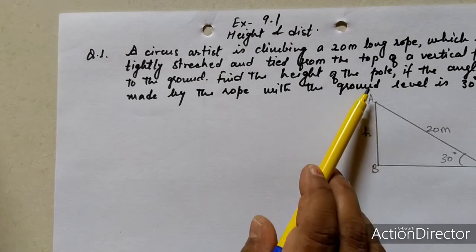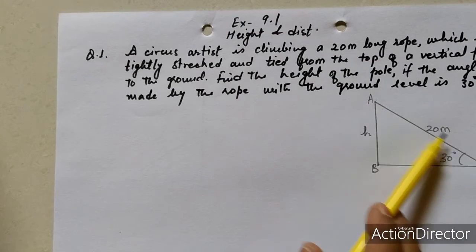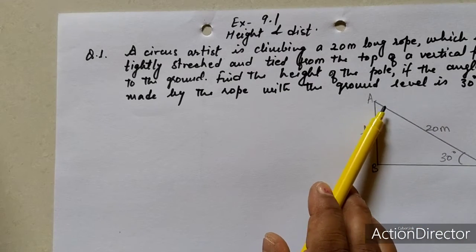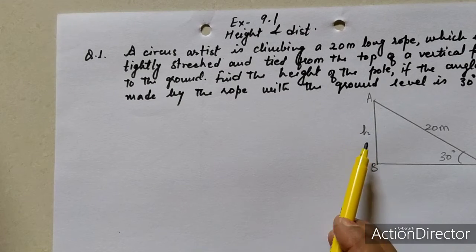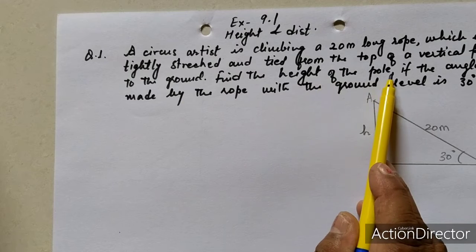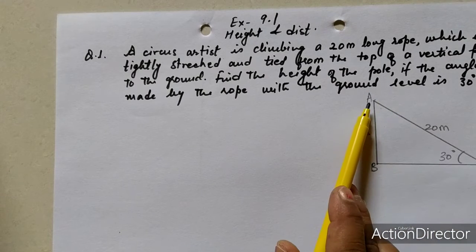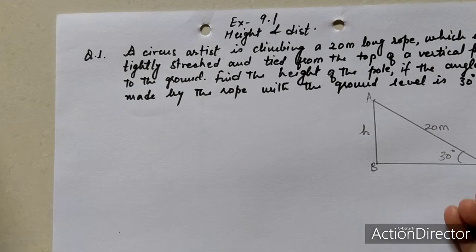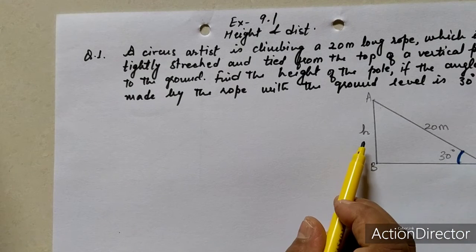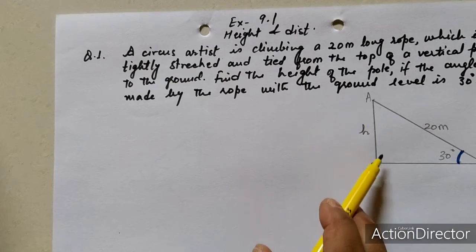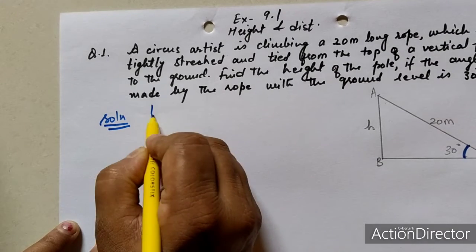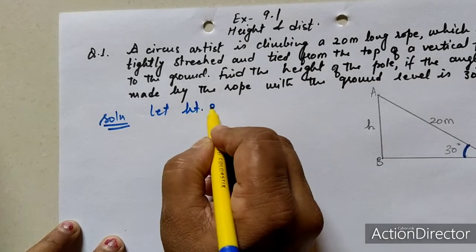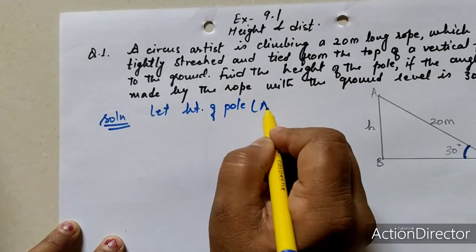This one is the pole stretched. This rope is tightly tied with the vertical pole. So AB is a pole and we are going to find out the height of the pole as per the question. This long rope tied with the ground makes an angle of 30 degree. It is clearly mentioned and we need to find out the height of the pole. So let us suppose the height of the pole is H. So we have to write here, let height of pole, means AB.